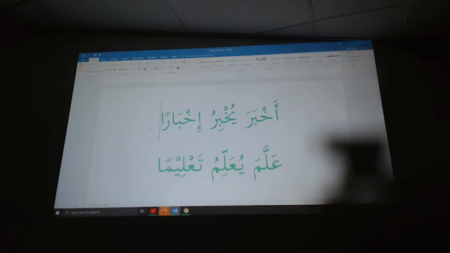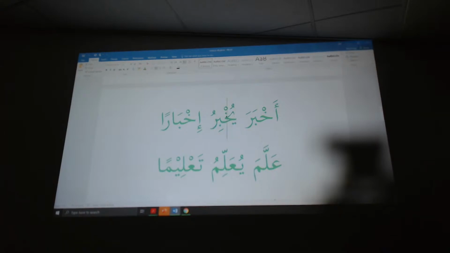Now you'll remember that after that is ism fa'il. Ism fa'il is always going to be built from this word. Akhbara yukhbiru ikhbaran fahuwa. So it's going to be built from this word over here. We're going to basically put a meem and you're going to make it un. So mukhbirun. So akhbara yukhbiru ikhbaran fahuwa mukhbirun.